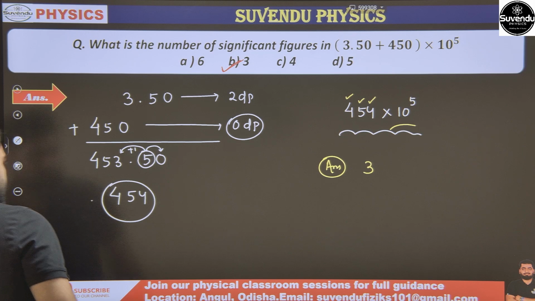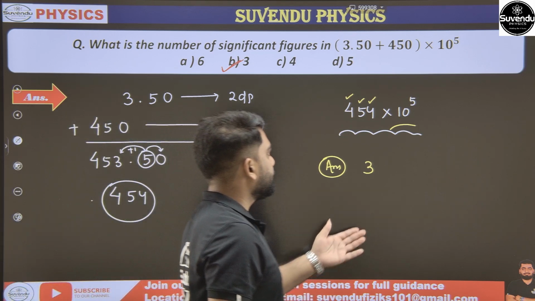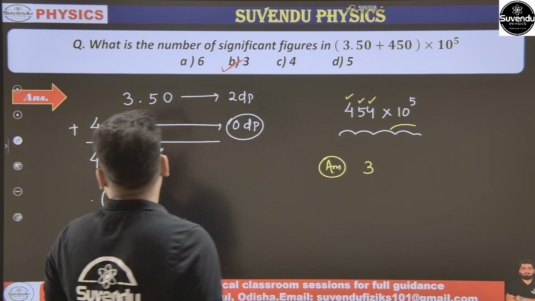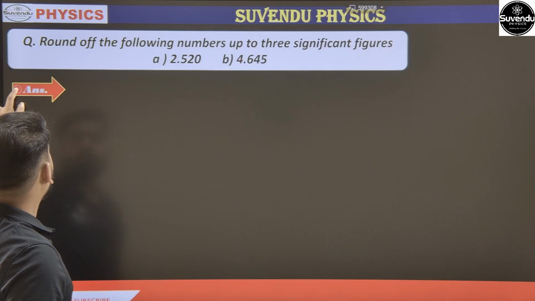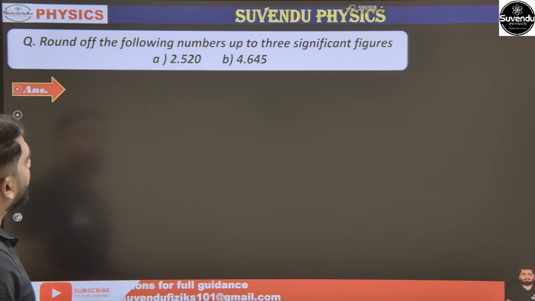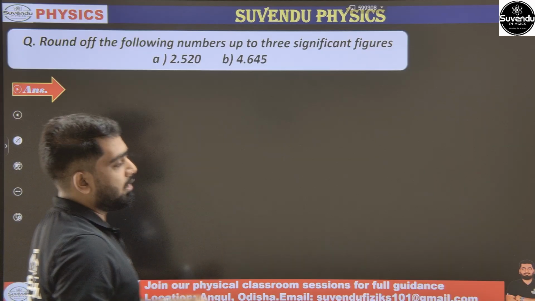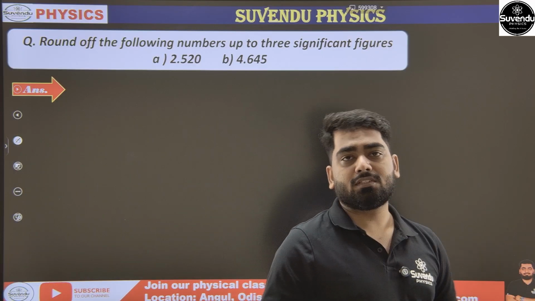Okay, very good. Next देखो, ये एक अच्छा क्वेश्चन था एक्चुअली. नेक्स्ट, तो राउंड ऑफ द फॉलोइंग नंबर्स अप टू 3 सिग्निफिकेंट फिगर्स.